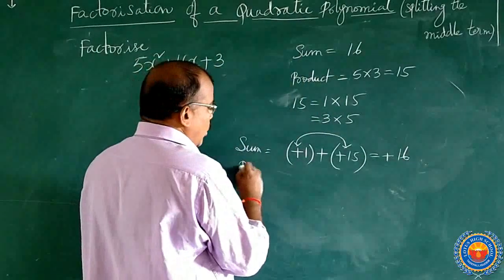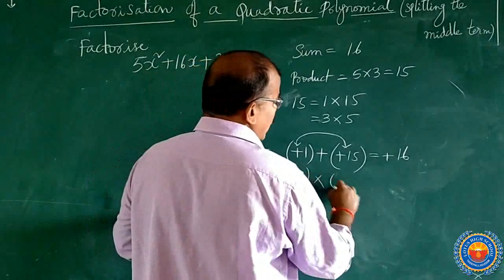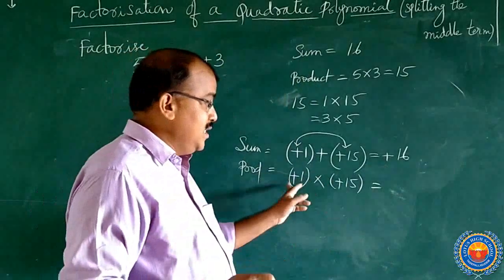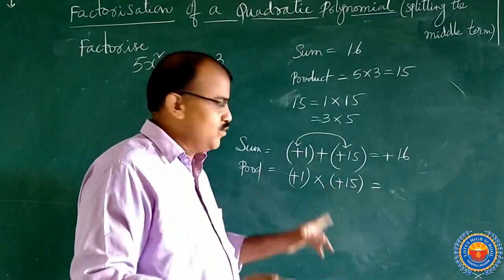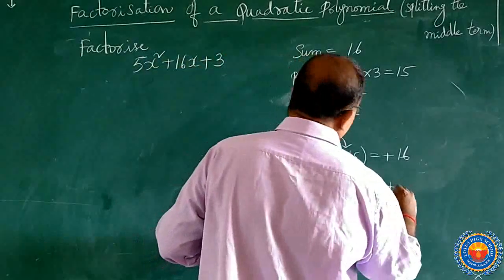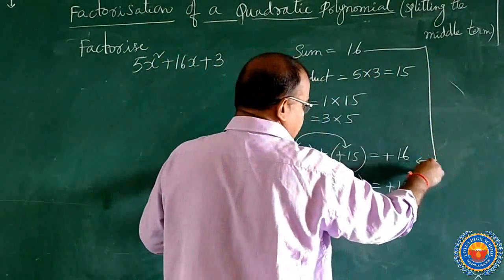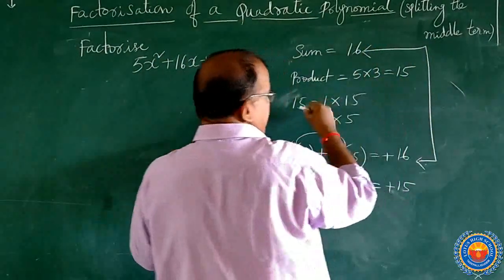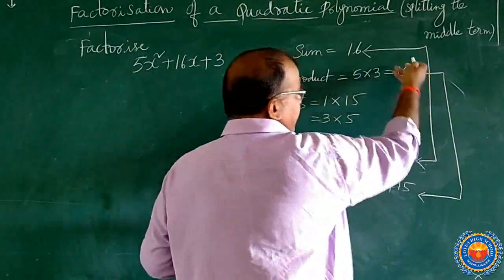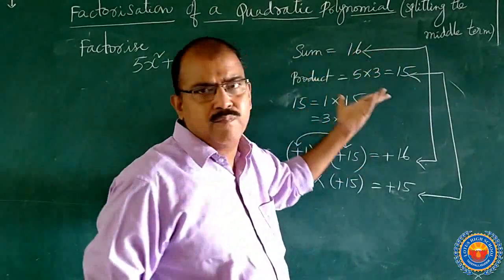Product is equal to plus 1 into plus 15. Multiplication. So don't confuse here, plus is there, here plus is there. That is nothing but 1 into 15 is equal to 15, so plus 15. Checking whether it is matching or not. Yes, this sum is 16, here also plus 16. Yes, this product is 15, here also plus 15.